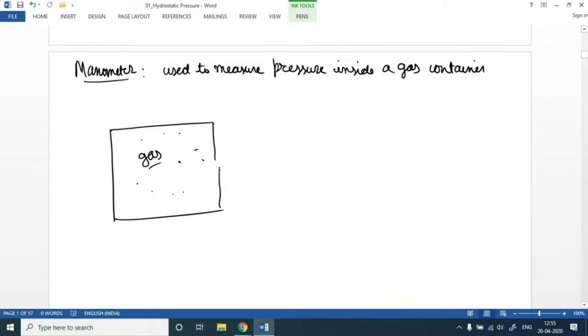So the gas pressure throughout the volume of this container we will be assuming to be the same. If we want to measure this gas pressure, we will connect it with something called a manometer tube. This manometer tube is like a U-shaped tube. What we have in a manometer is some mercury filled in it. So this liquid here is mercury.